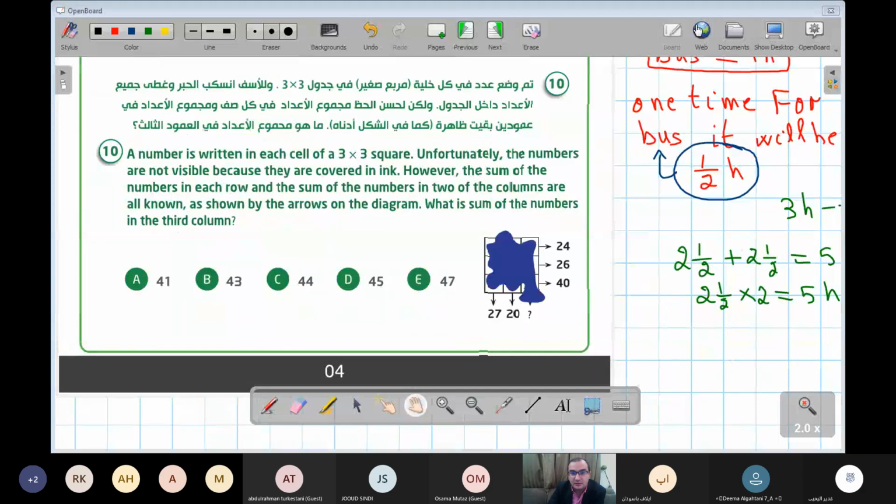Turkestani, can you read the given, please? Hello. Numbers are written in each cell of a 3x3 square. Unfortunately, the numbers are not visible because they are covered in ink. However, the sum of the numbers in each row and the sum of the numbers in 2 of the columns are all known as shown by the arrows on the diagram. What is the sum of the numbers in the 3rd column? Thank you, Abdul Rahman.